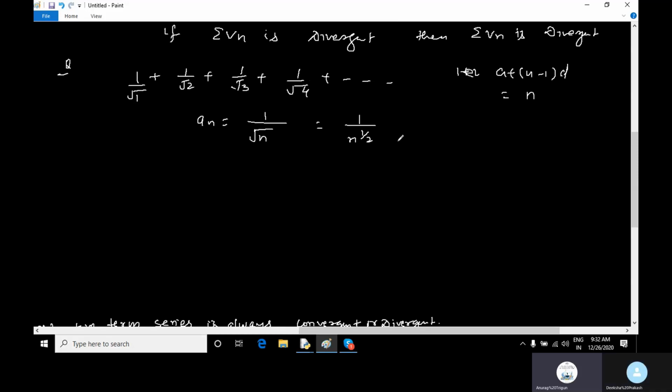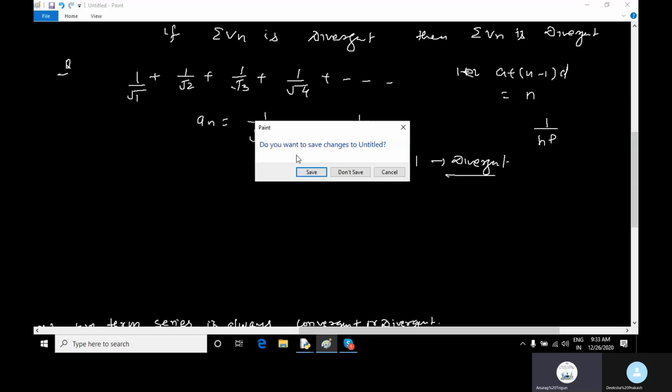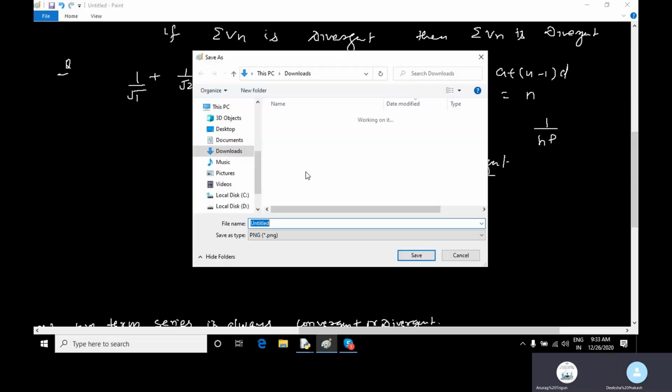So this one we can do by the p test only, because we know that 1 by n power p. Here p is half, which is less than 1. So it's divergent. This one you can simply do by the p test. Now I will do some questions based on the comparison test.